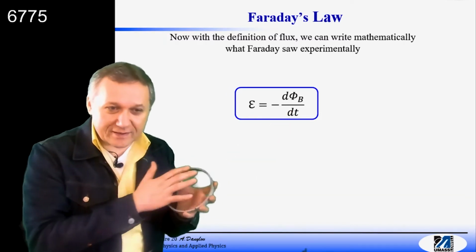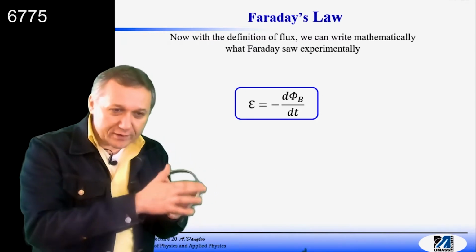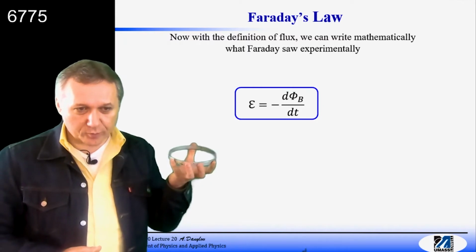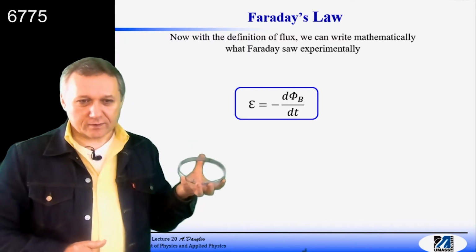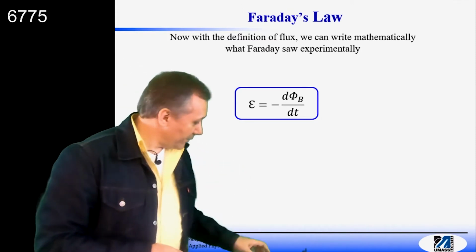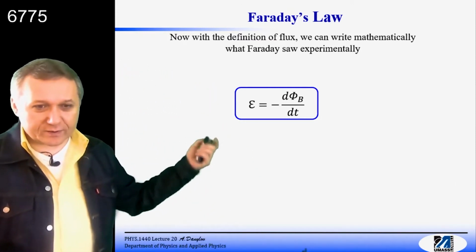And since this is a conducting loop, if there is an EMF, of course, there will be current flowing in this loop, induced current. Okay, so this is Faraday's law. It looks very simple, right?